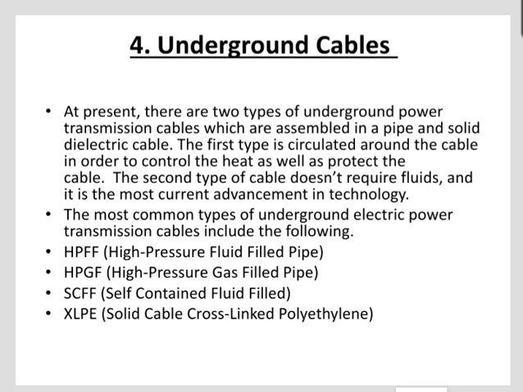The most common types of underground electric power transmission cable include the following, that is HPFF, high pressure fluid feed pipe, high pressure gas filled pipe, self contained fluid filled, and solid cable, cross linked polyethylene. The high voltage underground cables used on the national grid system can be one of three types, that is direct buried, trough and tunnel.